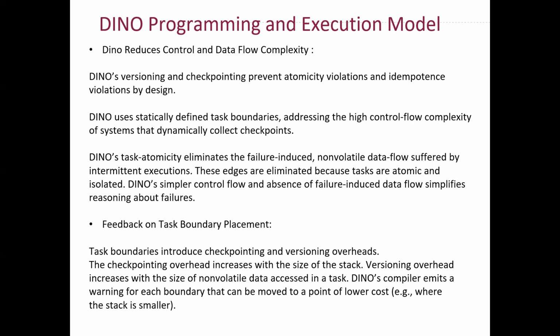That is, now task boundaries introduce checkpointing and versioning overheads, but the checkpointing overheads increase with the size of the stack and versioning overhead increases with the size of non-volatile data accessed in a task. So Dino's compiler emits a warning for each boundary that can be moved to a point of lower cost, for example where the stack is smaller.